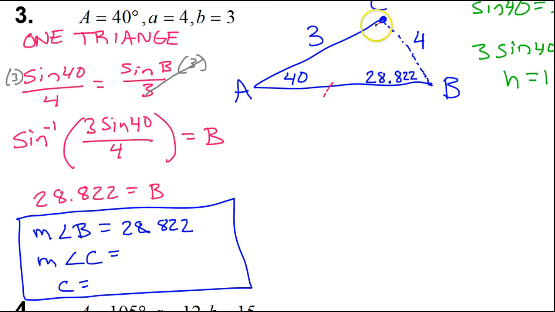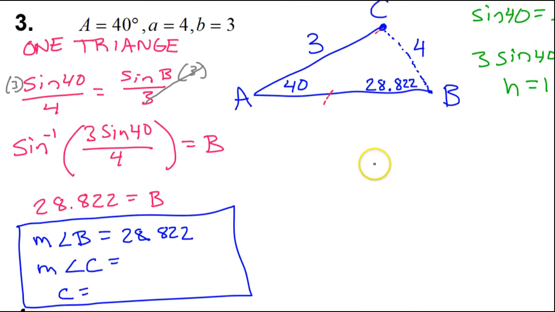I can find the measure of angle C right now because the sum of these angles should be 180. So I'm just going to subtract both of these from 180. That's going to be 111.178. Okay, now I need to find side C.